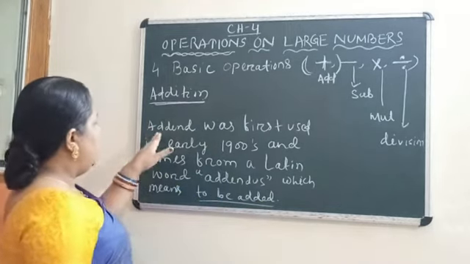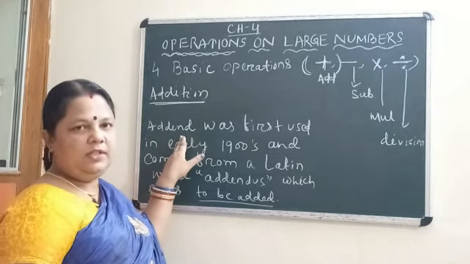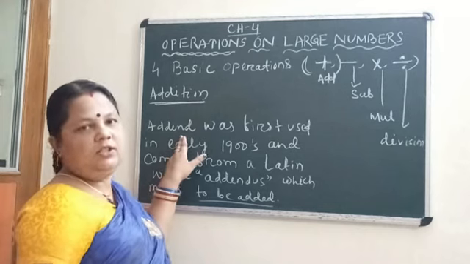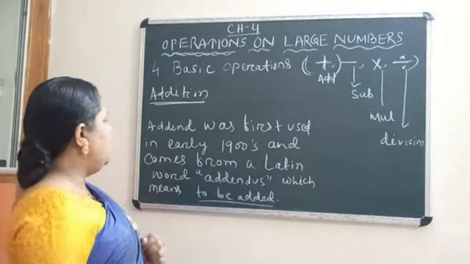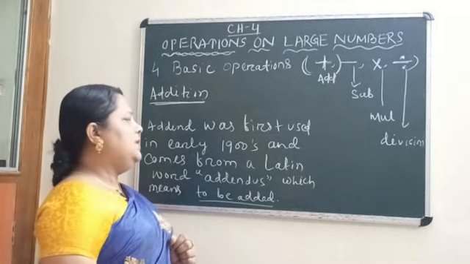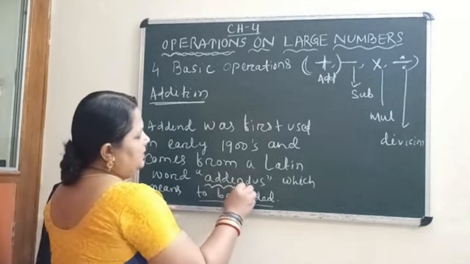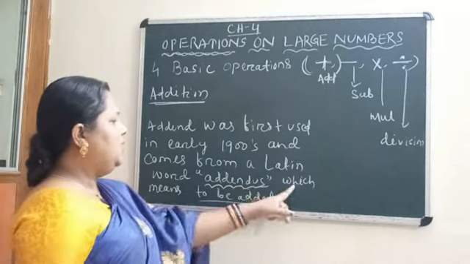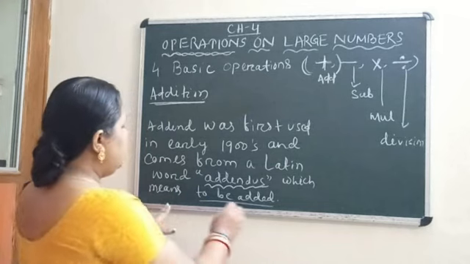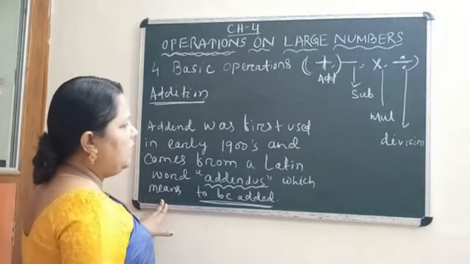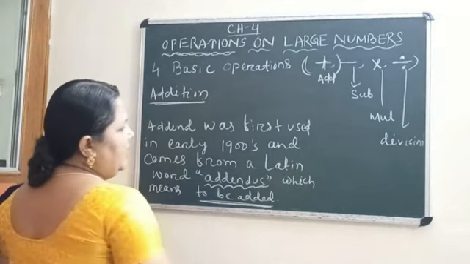Okay. I have written addend. I think you don't know about this term. This is a new term. This is a mathematical term, that is your addend. It was first used in the early 19th century and comes from a Latin word, addendus. Remember this term addendus, which means to be added. To be added. What do you mean by this? Okay, we are going to discuss this, the meaning of addendus.